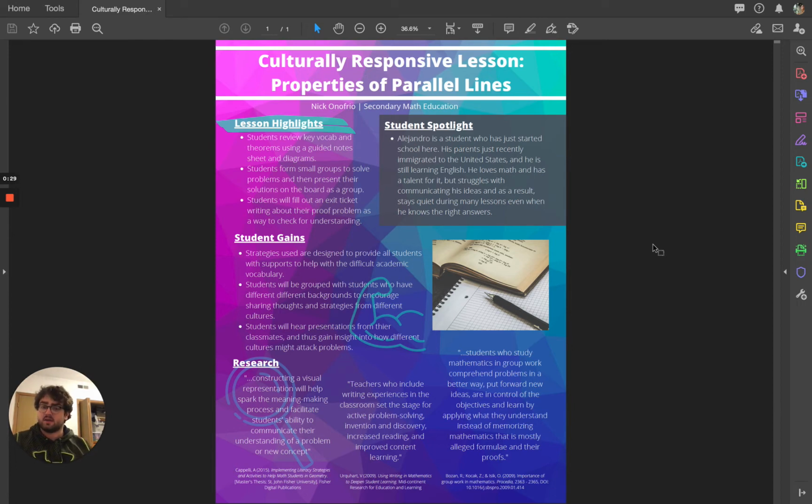grasp on academic English. So the way I wanted to start this lesson is I want to have my students work together with me as a class to fill out this guided note sheet with important theorems. As we fill out this guided note sheet, we're going to be using diagrams on the board and drawing out the vocab and the theorems so that they can not only have an auditory reference but a visual one as well.